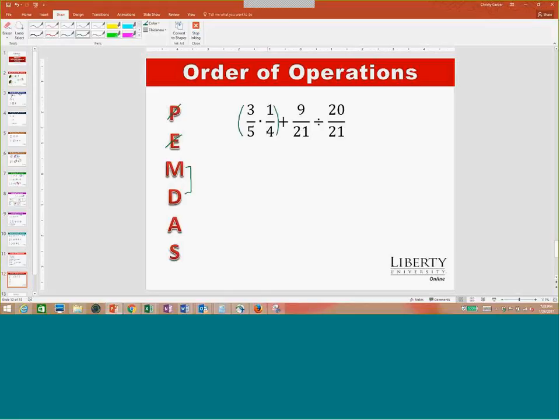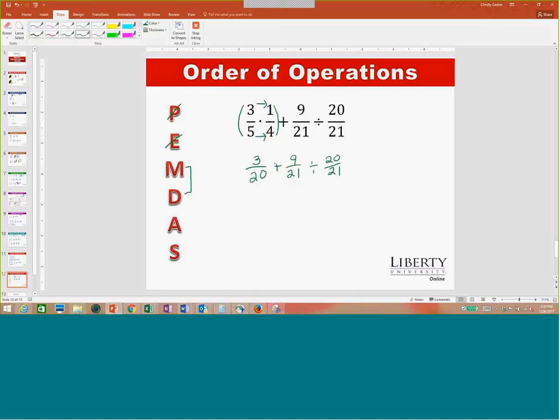Remember, when you multiply, you just simply multiply straight across the numerator, straight across the denominator. You do not need a common denominator. So 3 times 1 will give me 3, and 5 times 4 will give me 20. Everything else just comes down. So as you're working through the problem, just rewrite the rest of the problem as you see it.